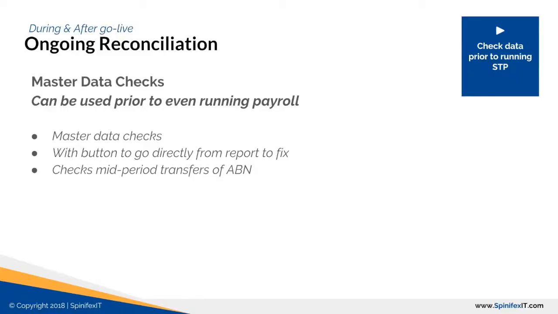On an ongoing basis, once you're running some pays in Single Touch Payroll, master data will continually need to be checked. And we have reports where you can drill down at master data and go directly and fix that information. And even checking mid-period transfers of ABN, because again, the change of ABN may be critical because the ABN is a critical table now to be reported.